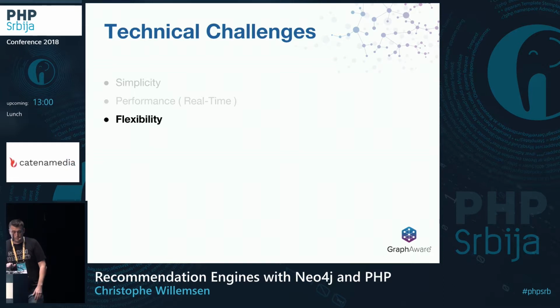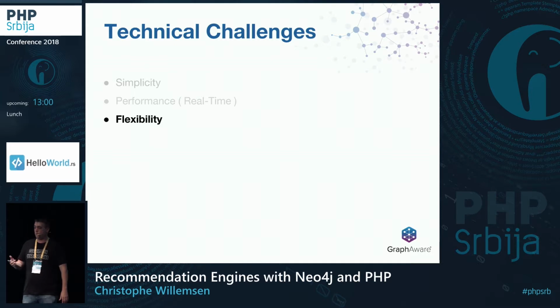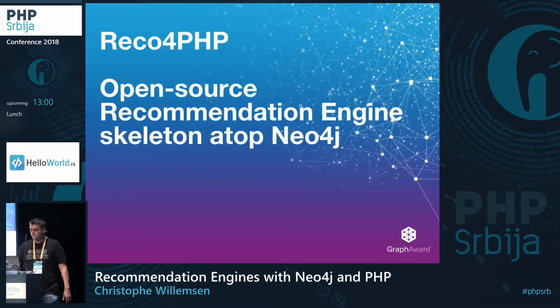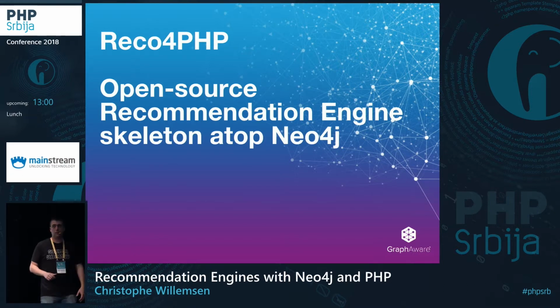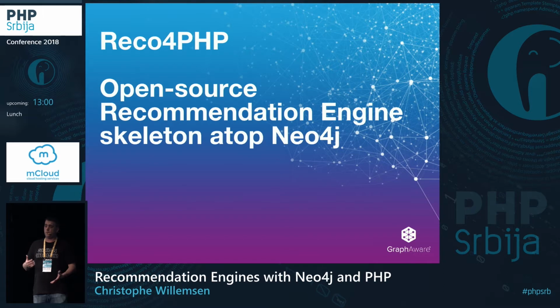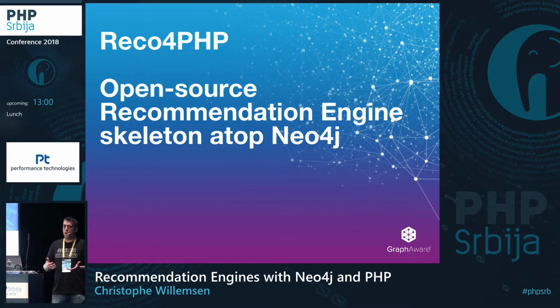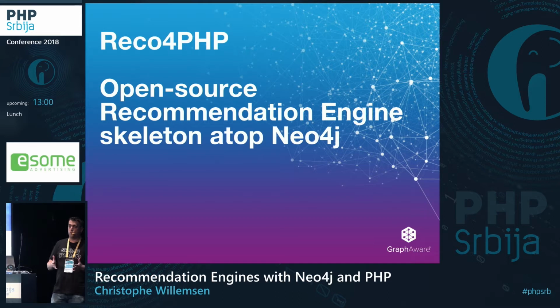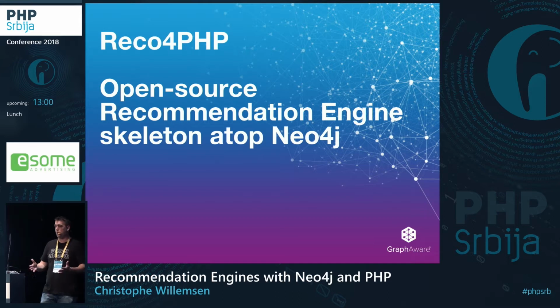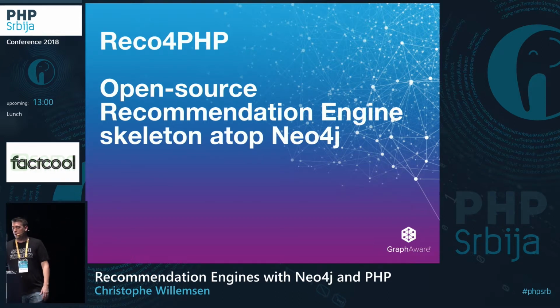The last technical challenge is the flexibility. This is where Reco4PHP comes into place. It is a library we created with the experience of building recommendation engines atop Neo4j. It doesn't do things magically. It just helps you to have a nice architecture of recommendation.